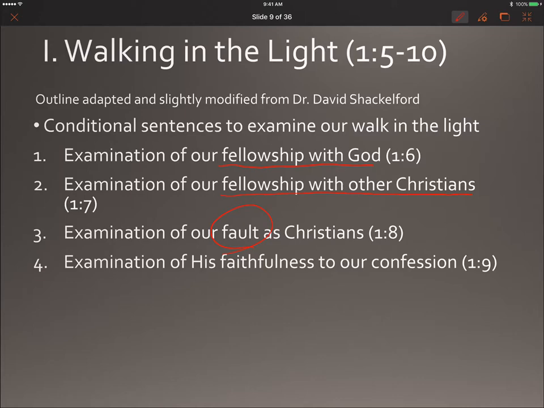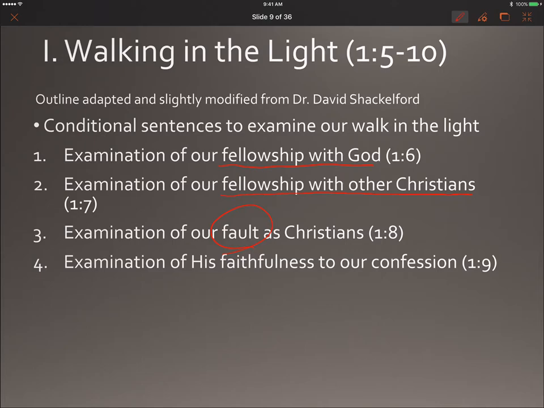And so we need to be honest about that. We don't need to take the position that we're sinless practically speaking. We're sinless in the sight of God. So we need to examine ourselves, and when the Lord reveals sin, we need to be honest in that. Examine our faithfulness to our confession.